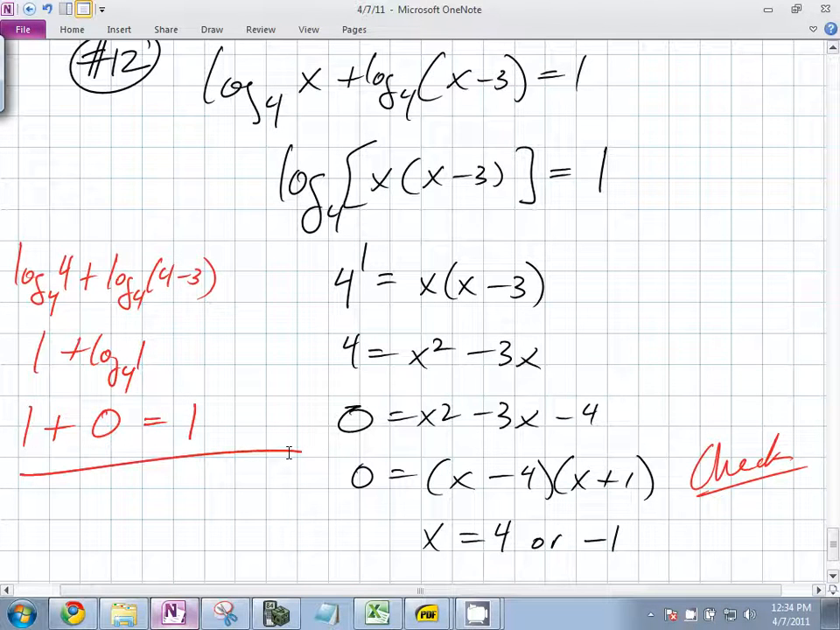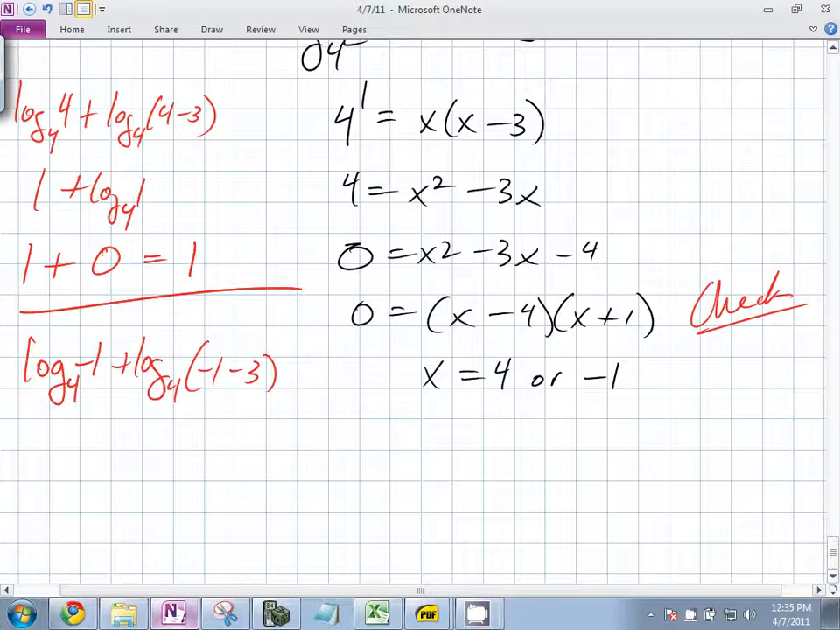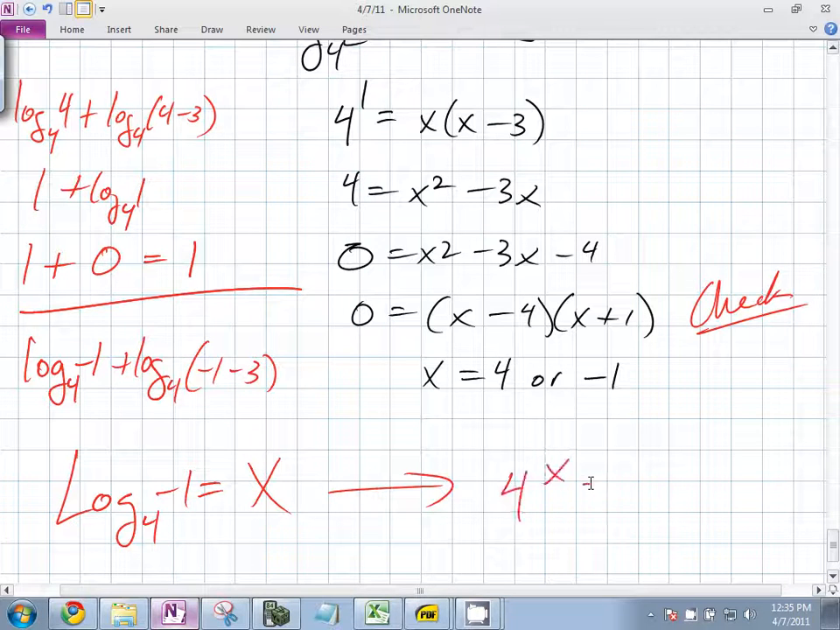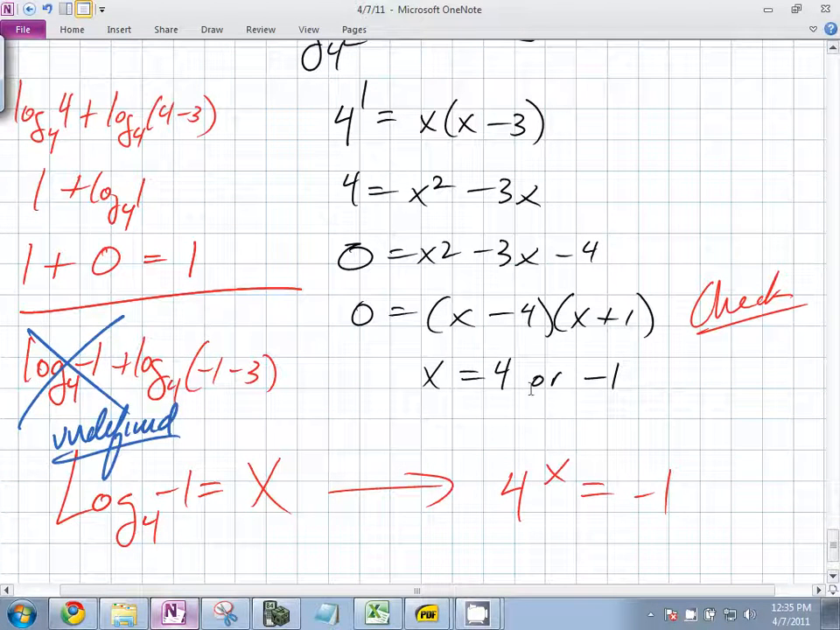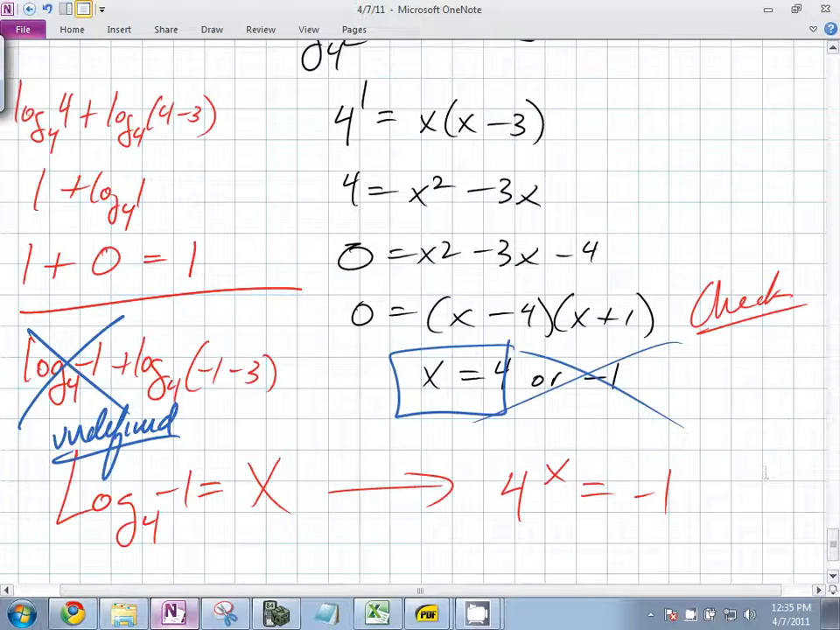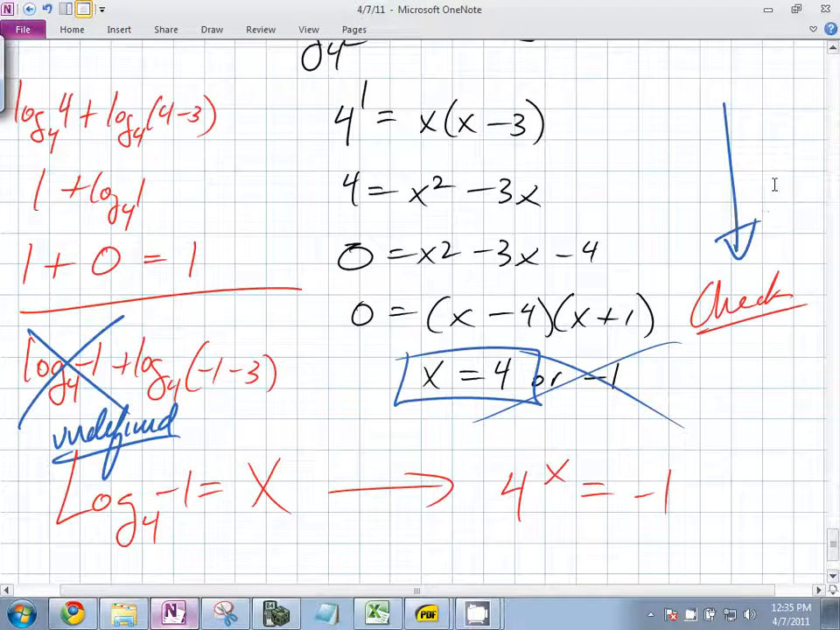What about negative 1? There's a problem here. Log base 4 of negative 1 plus log base 4 of negative 1 minus 3. What's log base 4 of negative 1? Well, let's try to solve it. Do we know what it equals? No. So what's the exponential form? Is it possible to raise 4 to a power and get out a negative number? No. This right here is undefined. So what's the only answer to this? We don't like that negative 1. The only answer is 4. So, lesson out of this one, please, please, please, check your answers. Can you handle that truth?